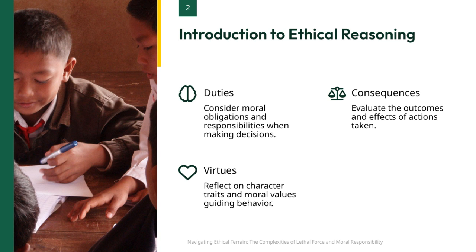Next, we look at consequences, encouraging us to evaluate the outcomes and effects of the actions we take. This helps us weigh the potential impact on ourselves and others, illustrated by the balanced scale icon. Lastly, we have virtues, which invite us to reflect on the character traits and moral values that guide our behavior, represented by the heart icon. Together, these concepts provide a comprehensive framework for ethical reasoning, helping us navigate complex situations thoughtfully and responsibly.